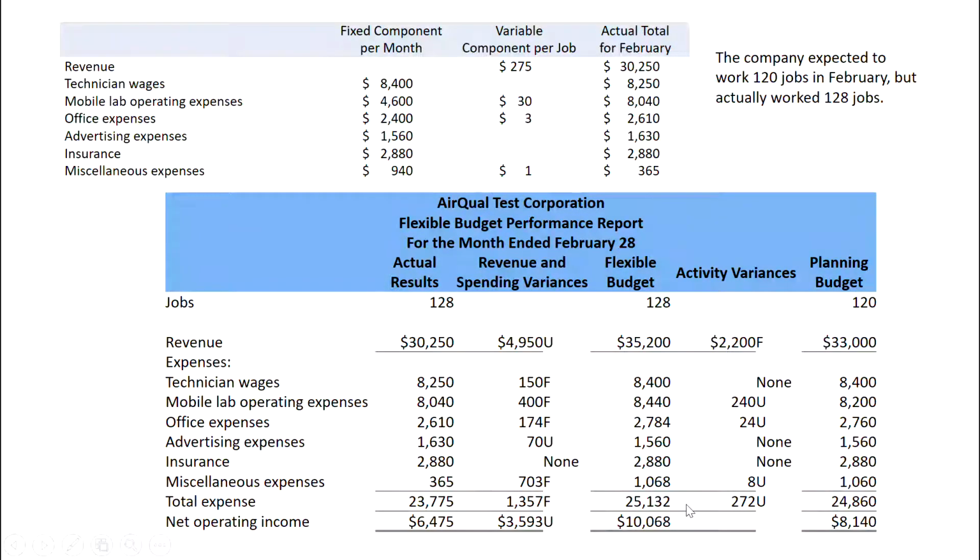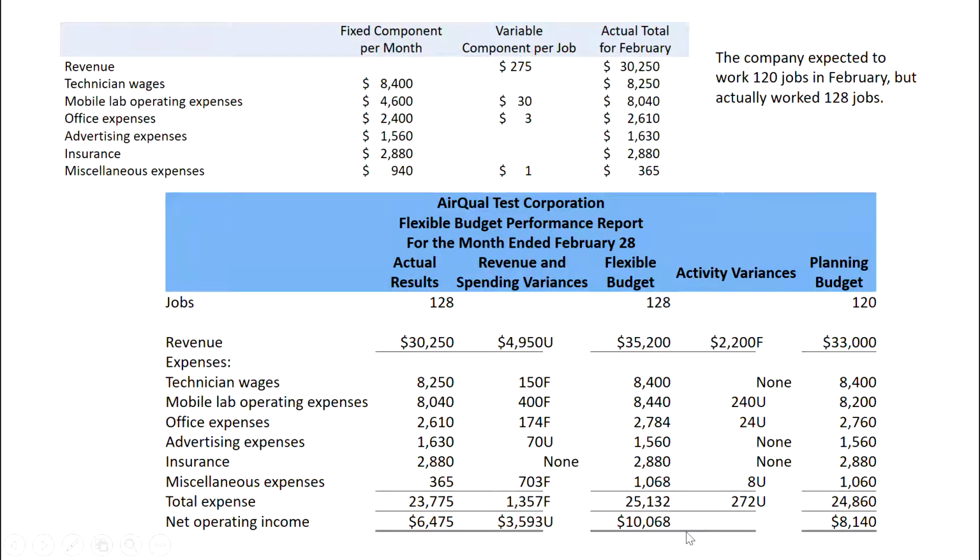Compare our total expense, flexible budget expense of 25,132. That's greater than our planning or static budget of 24,860. $272 difference, and again, it's going to be unfavorable. And again, I'd expect my fixed to have no activity variance, and since actual activity is greater than plan, I'd expect my other expenses that have a variable component to be unfavorable. If we had flipped this around and said that the actual number of jobs was less than, then all our expenses would have had a favorable activity variance. So we would have gone the other direction.